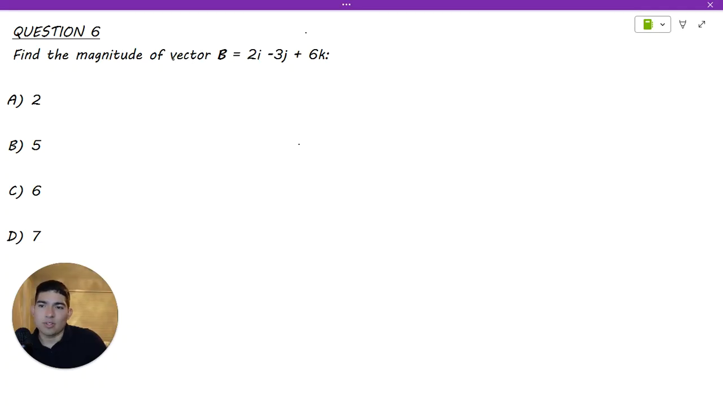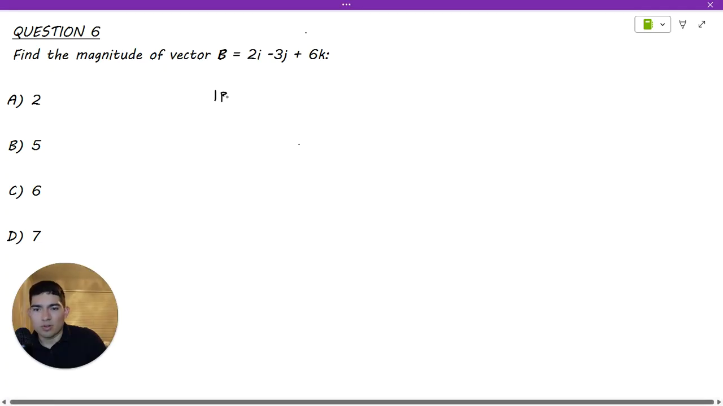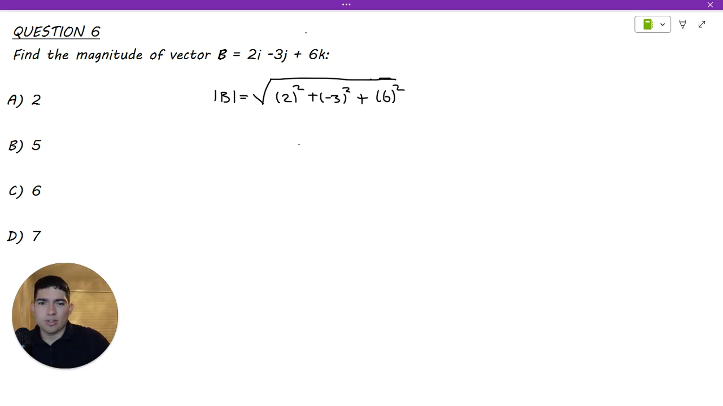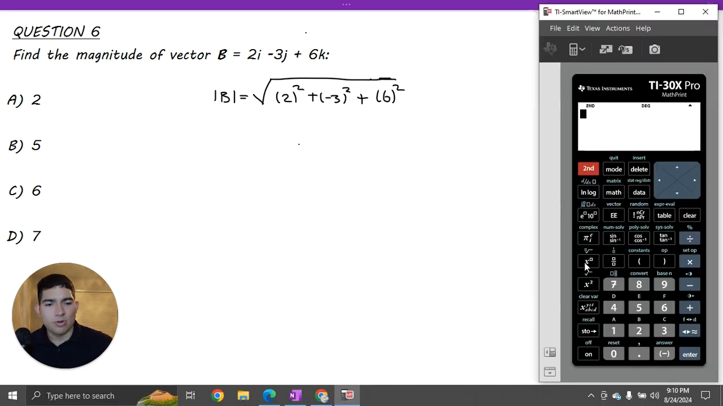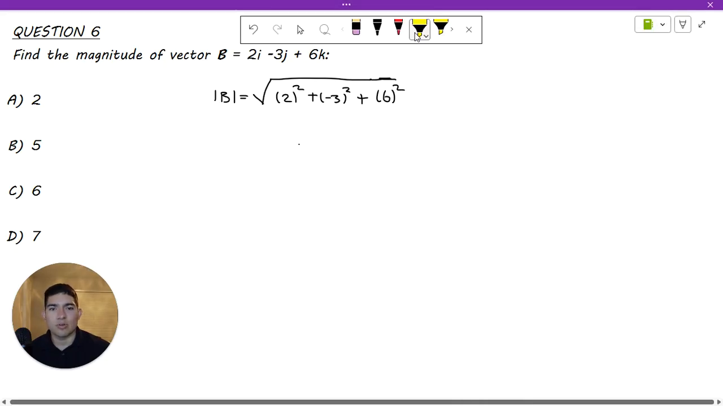Okay, so moving on to number 6, now we need to find the magnitude of this vector B. So this is going to look like this. So we're going to use the formula for finding the magnitude of a vector. It's going to basically look like that. We're going to once again use our calculator. We're going to have 2 squared plus 3 squared. The sign is not going to matter because when we square it, it's going to end up being positive anyways. And then we're going to have 6 squared for our third component. If we hit enter, that is going to give us a magnitude of 7. And if we take a look at the multiple choice, the answer for this one is going to be D.